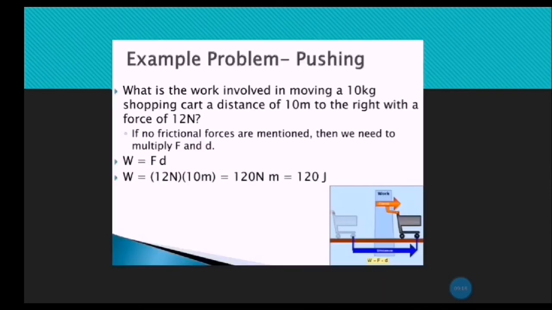Example. What is the work involved in moving a 10 kilogram shopping cart a distance of 10 meters to the right with a force of 12 Newton? So, if I don't have any frictional force, we will need to apply the formula. W equals F times D or times S. So F is the force in Newton, it's 12 Newton, times the distance, which is 10 meters. So 12 times 10 equals 120 joules. This is the work.